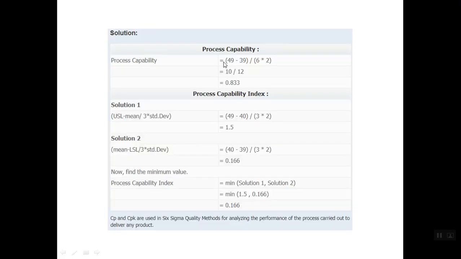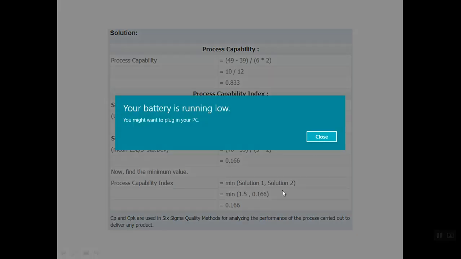Okay, take it as a process capability. This is the CP. You get the 0.7. So the CPK, we try both sides. First side, the upper limit is 1.5. The lower limit is 0.166. So we take the minimum, which is 1. Okay, so the process capability minimum is 0.166. So this is the CPK.